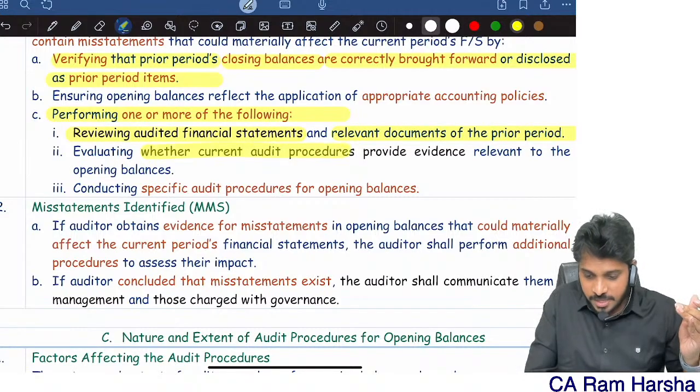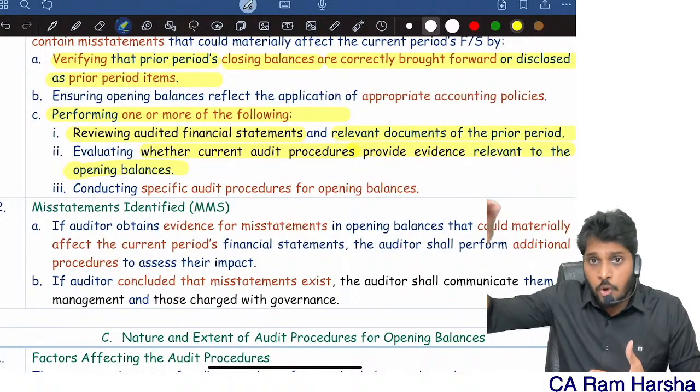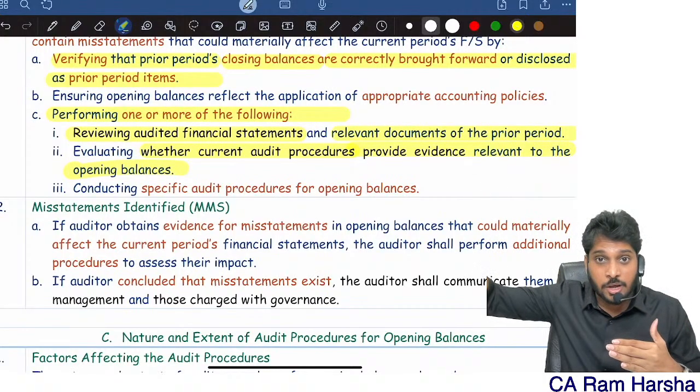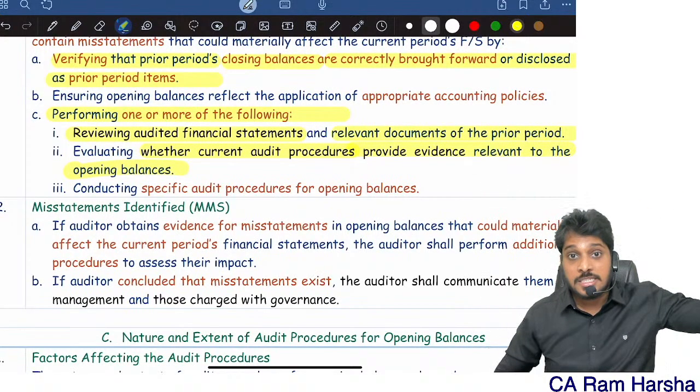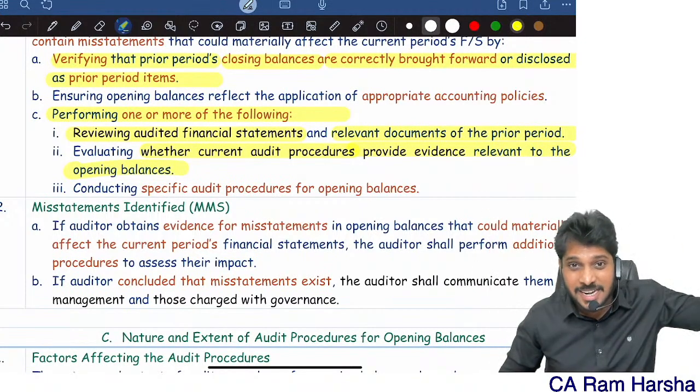Like, evaluate whether current period processes provide evidence. In the current period, some payments were made to debtors, in April and May, right after the opening date. They belonged to last year's balances. See how much amount is paid. If this much amount was paid in the current year, it means last year's outstanding amount is correct, right?